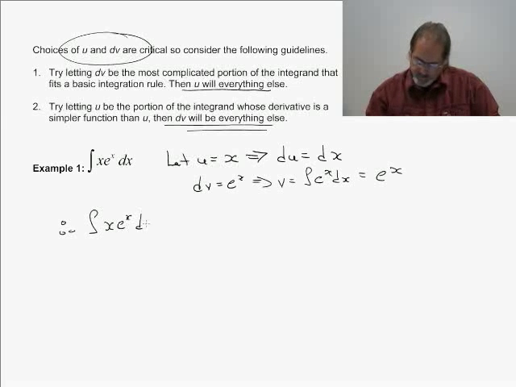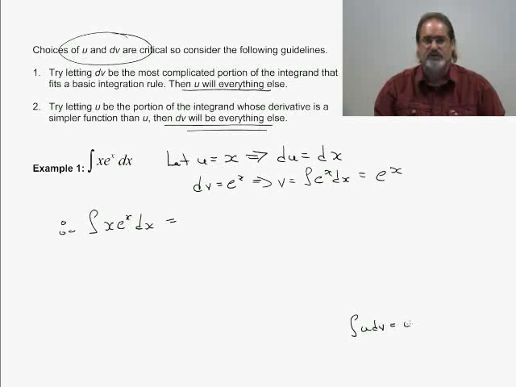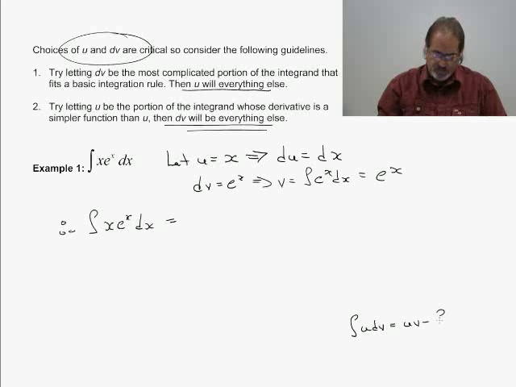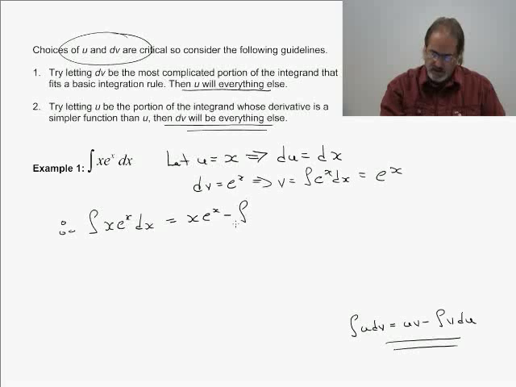how about right here? Just as a reminder, the integral of u dv equals uv minus the integral of v du. That's the format that we're trying to follow. So I need u times v, that's x, v is e to the x, so x times e to the x, minus the integral of v, which is e to the x, du, and du is simply dx.